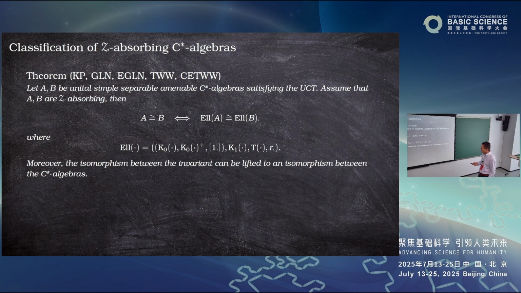It consists of the ordered K0 group, K1 group, the trace simplex, and the pairing between the trace simplex and the ordered K0 group. So two C-star algebras are isomorphic if and only if their skeleton, let's call this their invariant, are isomorphic. Those are abelian groups. This is the trace simplex.